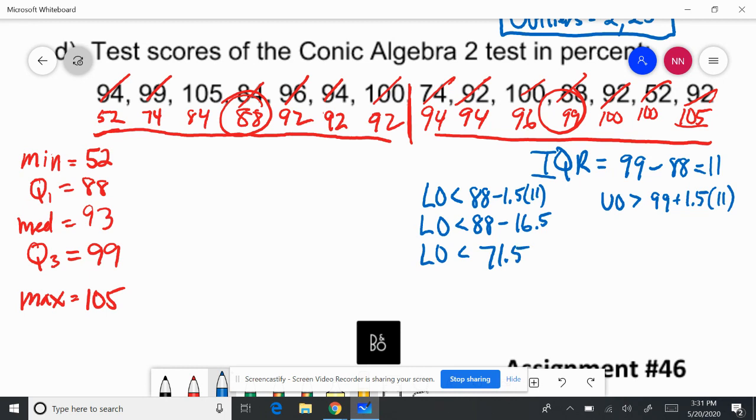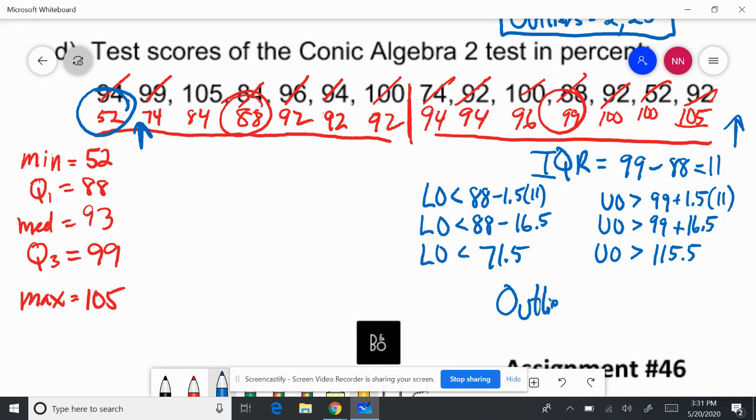Then for our upper outlier, we're going to take the 99, we're going to add the 16.5, and then when we add it, what we get is 115.5. So we're looking to see if there's any outliers. 71.5 would be here. 115.5 would be way out here. We see that we have an outlier. So our outlier would be 52.